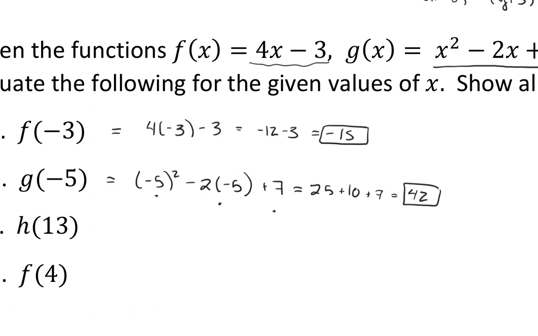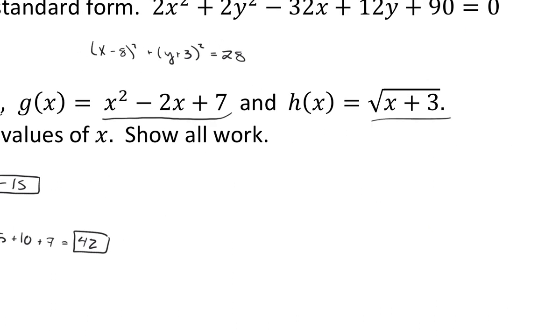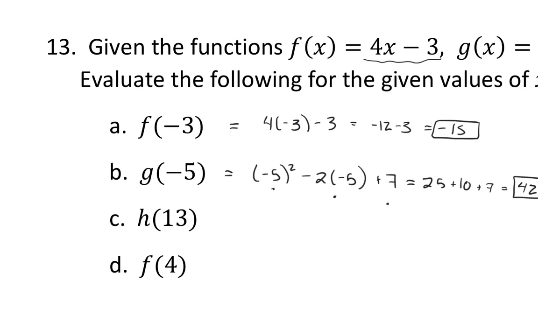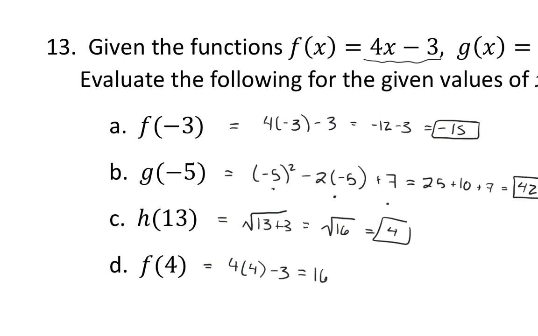Next, for h of 13, that's going to be this with 13 plugged in. So that will give us the square root of 13 plus 3, which is the square root of 16, which is going to be 4. Then finally for d, that's going to be f of x with 4 plugged in instead of x, which will give us 4 times 4 minus 3, which is equal to 16 minus 3, which is just 13.